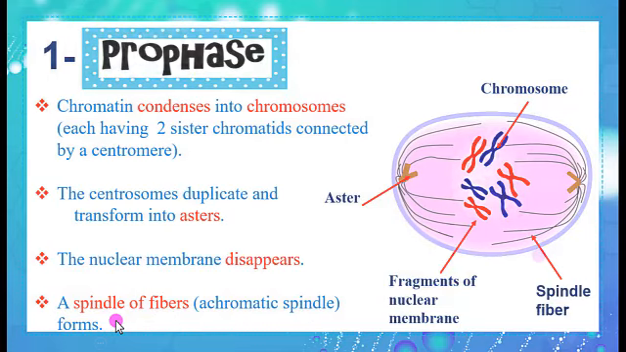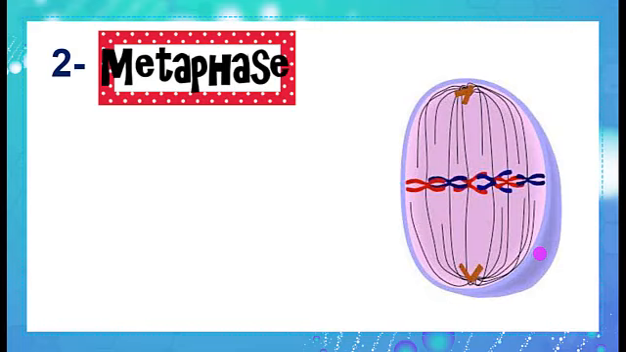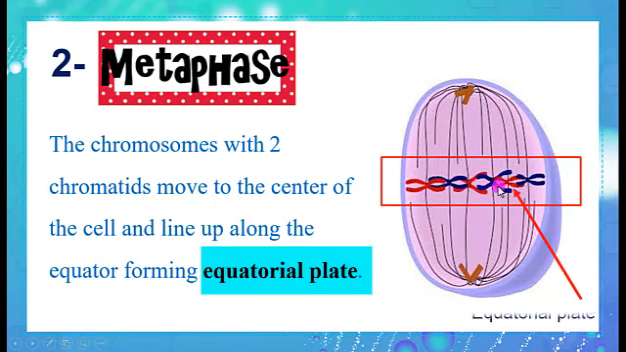The second phase is metaphase. Now look at the cell. What happens? What is the event that takes place? Very good. So, the chromosomes with two sister chromatids move to the center of the cell and line up along the equator, forming the equatorial plate. And this is the equatorial plate or the equator of the cell.